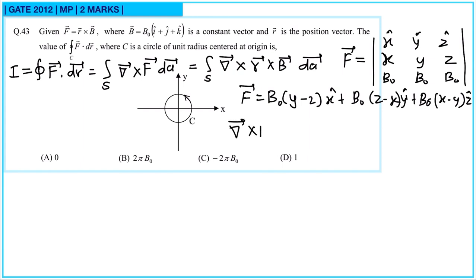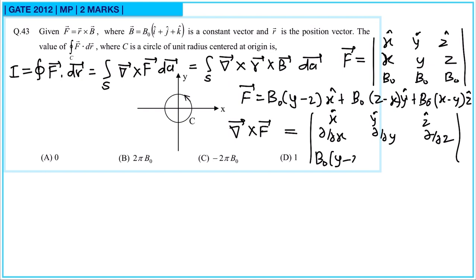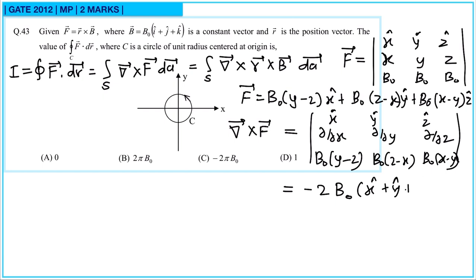Now curl of f bar is equal to curl of this. So this will be x cap, y cap, z cap. Here we have dou by dou x, dou by dou y, and dou by dou z. Then we have b naught into y minus z, b naught into z minus x, and b naught into x minus y. Do these calculations and then you will get, this comes out to be 1 minus 1 minus 1, so it will be minus 2. So this will be finally minus 2 b naught, and in bracket we have x cap plus y cap plus z cap.